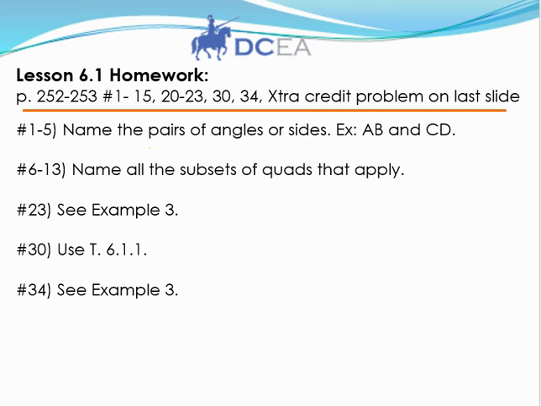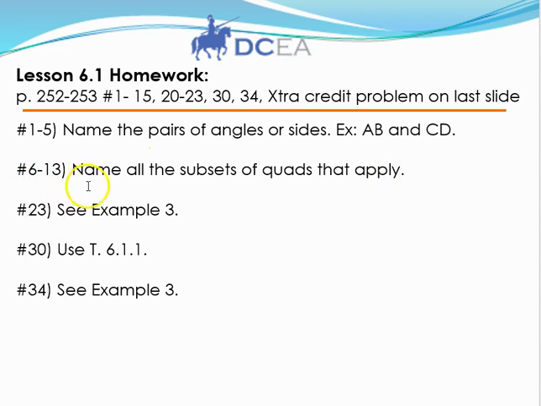So let's take a look at your homework. Your homework is on page 252 and 253, numbers 1 through 15, 20 through 23, 30, and 34. And we also have an extra credit problem on the last slide. I did already demo one of these problems. Number 1 through 5, just some hints. Name the pairs of angles or sides. So example would be AB and CD. Please write it like that on your paper.